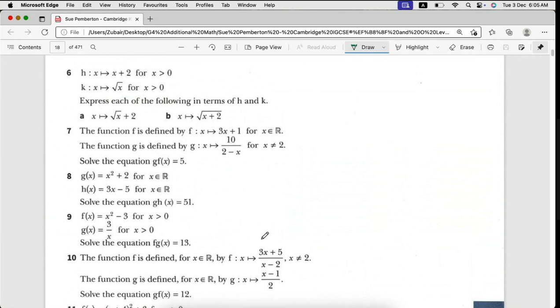Okay, h of x is given, x plus 2 for x greater than 0. k of x is given, square root of x for x greater than 0. Express each of the following in terms of h and k. Now see, square root of x plus 2 is given. Now I see that if I substitute k in h, if I write this hk(x), then I can get this. If I just substitute k over there, that will be square root of x plus 2. So the first one is hk(x).